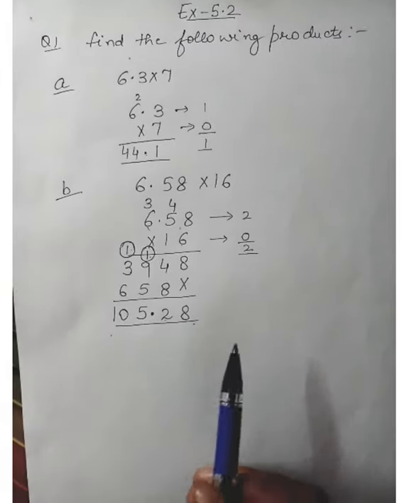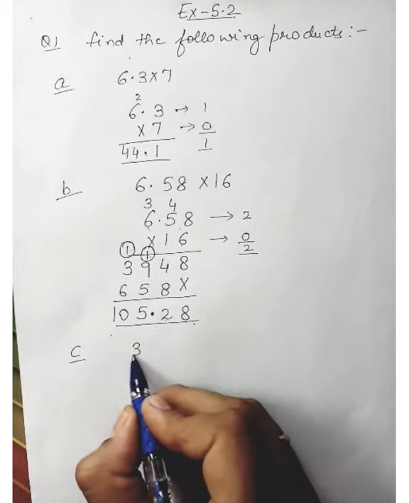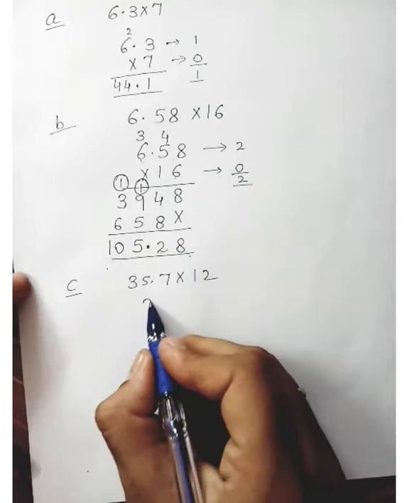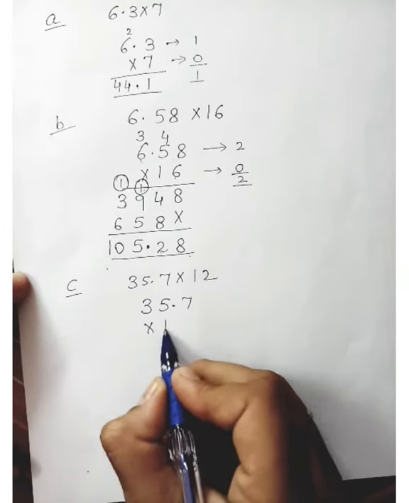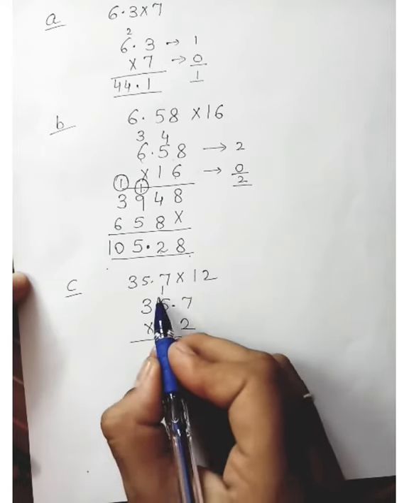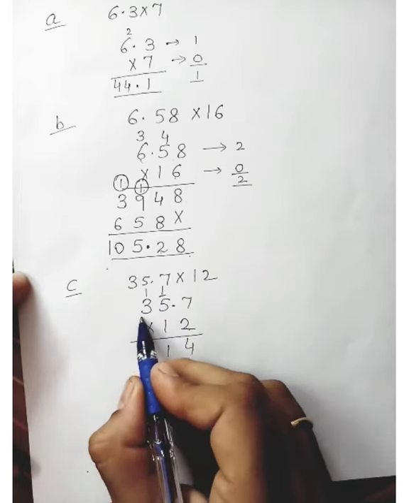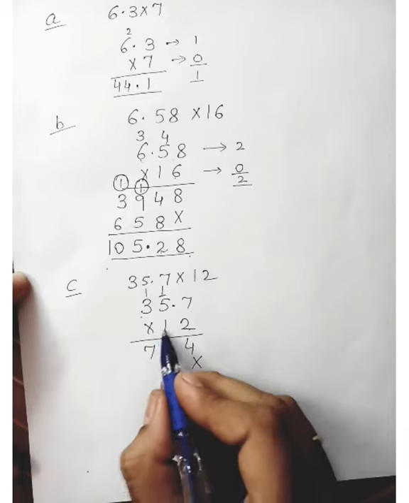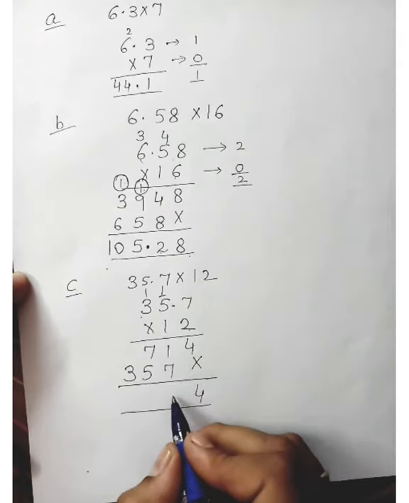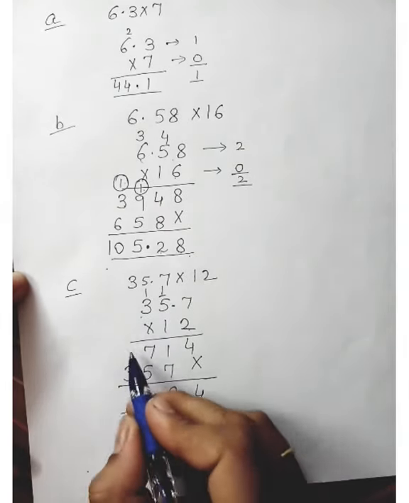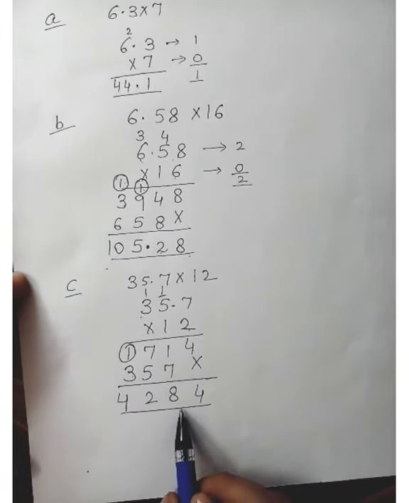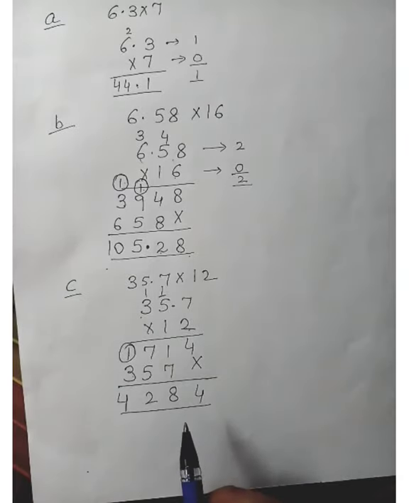Now move to the third question, that is 35.7 multiply with 12. So 35.7 multiply with 12, 7 2s are 14, 4 and 1 carry, 2 5s are 10, 10 plus 1 is 11, 2 3s are 6, 6 plus 1 is 7, multiply 7, 5, 3. Now add these: 4, 1 plus 7 is 8, 7 plus 5 is 12, 1 carry, 3 plus 1 is 4. Your answer is 4284. Now the second step is we have to place the decimal.